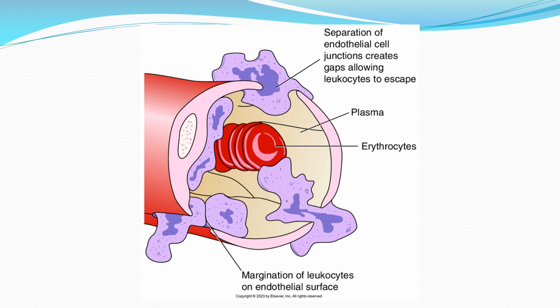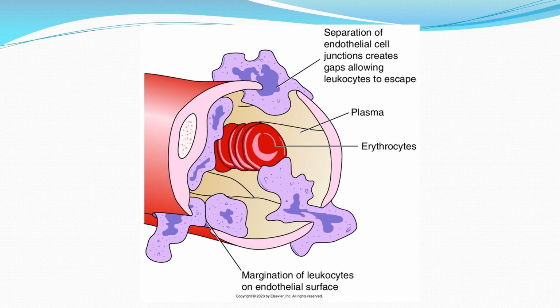And then on this next slide, we have a nice little diagram of essentially that first response to what's happening. So we see this nice little blood vessel here in our image. We see our red blood cells. We see kind of these little gaps forming as well. So at the very top of the page, you can see it says separation of endothelial cell junctions, creating gaps, allowing leukocytes to escape.